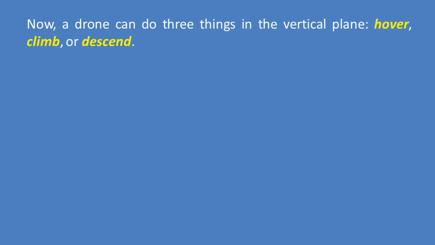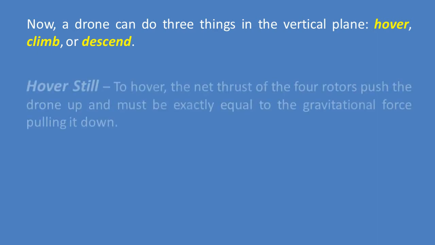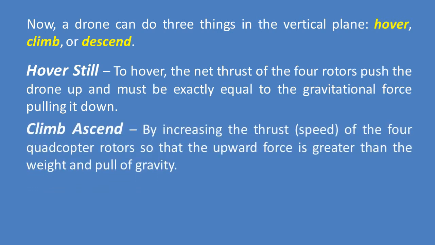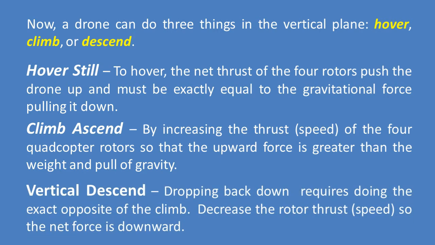Now a drone can do three things in the vertical plane: hover, climb or descend. Hover still. To hover, the net thrust of the four rotors pushing the drone up must be exactly equal to the gravitational force pulling it down. Climb, ascend. By increasing the thrust speed of the four quadcopter rotors so that the upward force is greater than the weight and pull of gravity. Vertical descent. Dropping back down requires doing the exact opposite of the climb. Decrease the rotor thrust speed so the net force is downward.